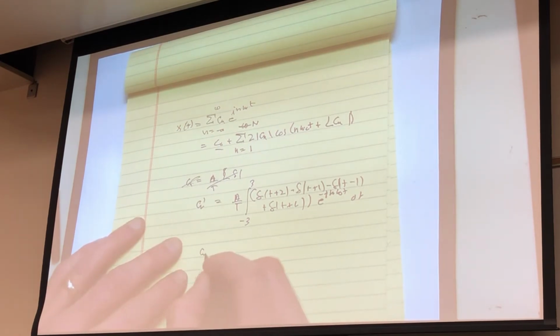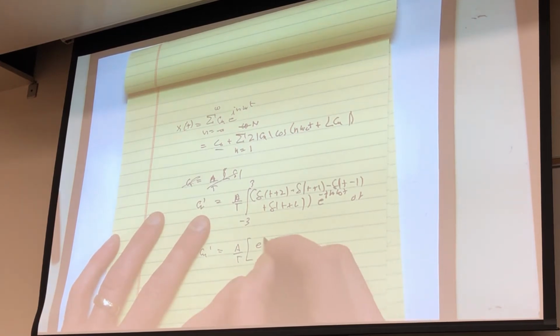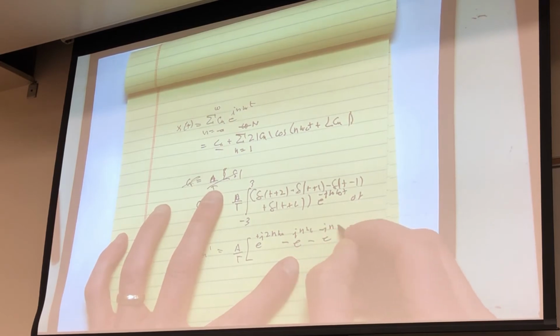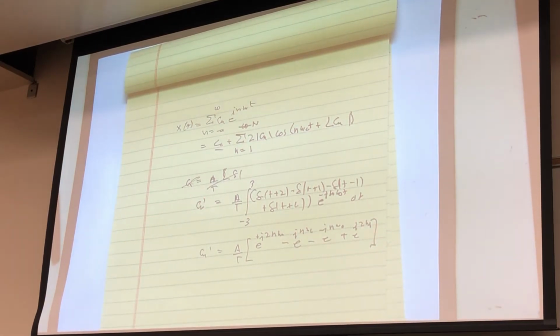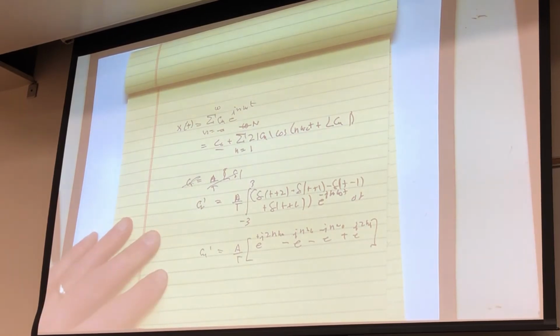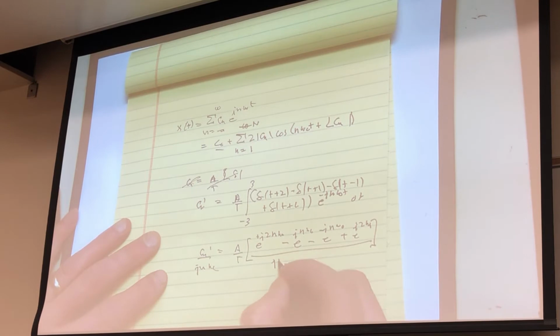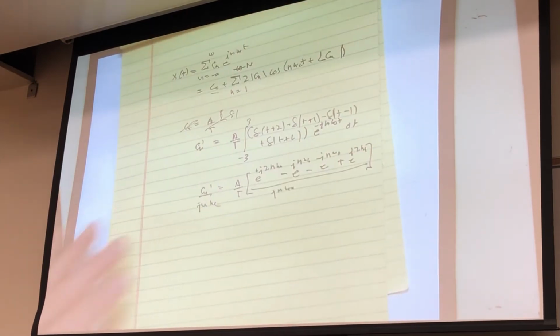So when I take a look at this, my c n prime is really going to be a over t times, and here it's going to be e to the plus j2 n omega naught minus e to the plus j n omega naught minus e to the minus j n omega naught plus e to the minus j2 n omega naught. Do y'all see what I'm doing here, class? How many do? Show of hands. Can y'all see it in the back? All right, now, that's c n prime, but I don't want c n prime, I want c n, so I just divide all that by j n omega naught, right? Are you with me? Everybody?